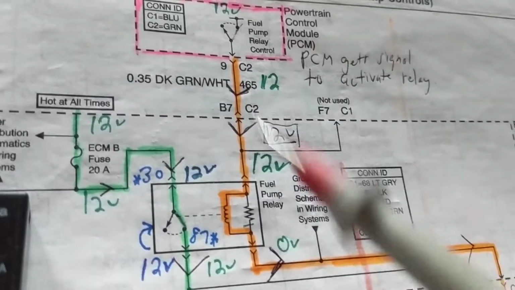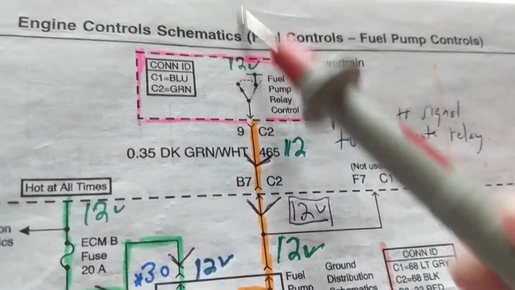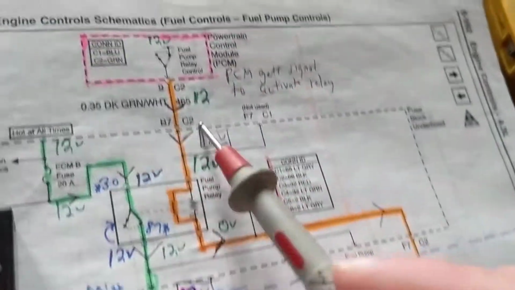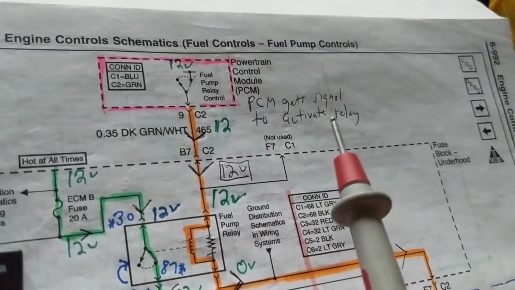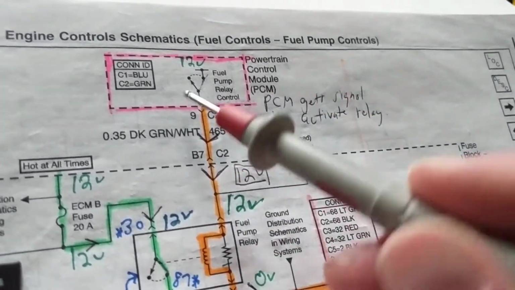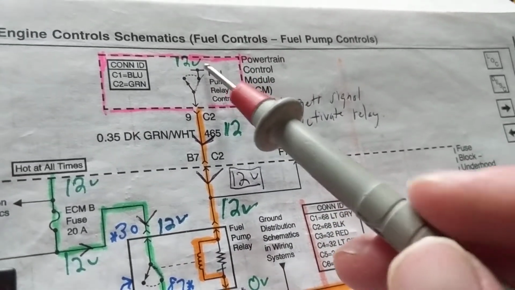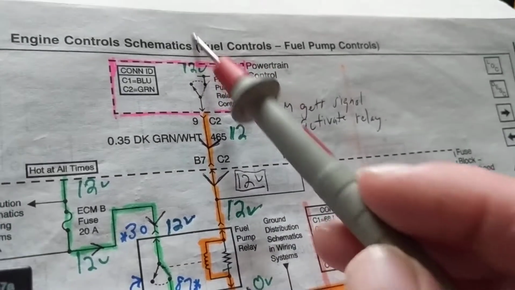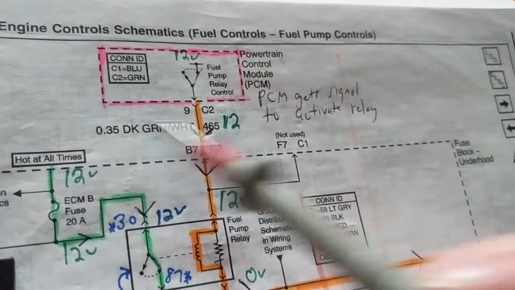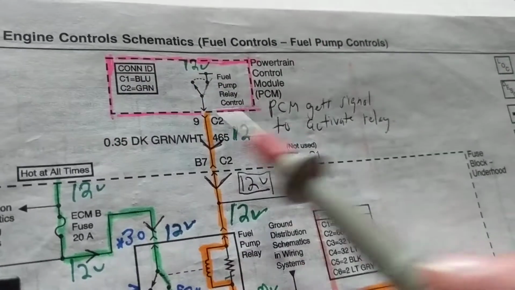However, there's no fuse over here. Before this powertrain control module, there's another part that's not included in this. That's why I say the service manual is a very, very complex way to learn schematics. I've been doing this for 30 years, so I understand what's going on here, but for a beginner, it's very complex. There has to be a fuse over here before this PCM. There has to be a fuse. You don't see this in this picture.